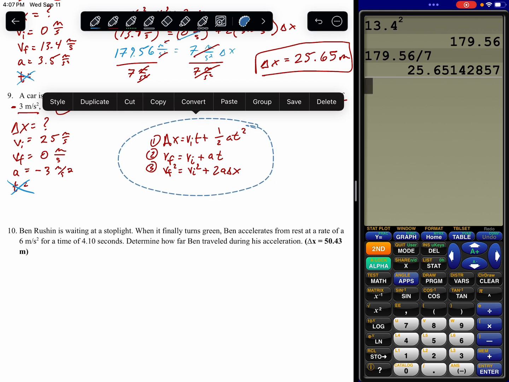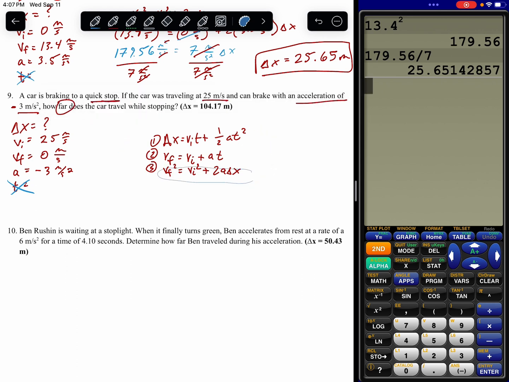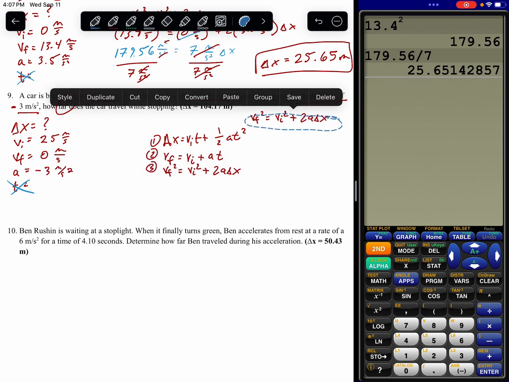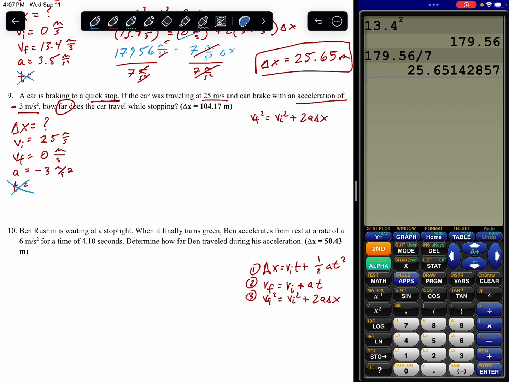Once again, we're going to use equation 3. I'm going to go ahead and lasso that and duplicate it. Copy that over, and then bring those down for the next question. Cool.